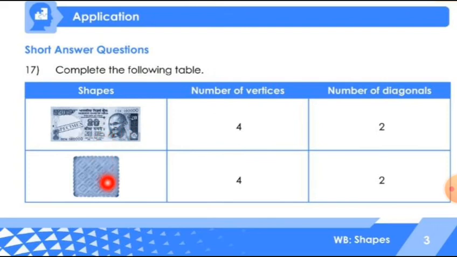Now look, this biscuit looks like a square. So tell me how many vertices are there in this shape? Yes, that is 4. And number of diagonals? Yes, that is also 2. So children, this is about vertices and diagonals. Got it, children?